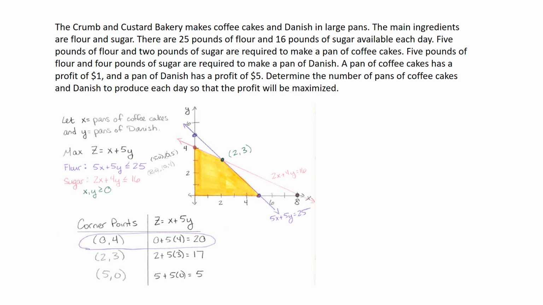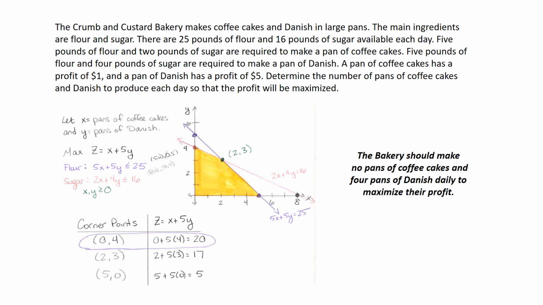After we graphed, we found the solution region, and we found the corner points (0, 4), (2, 3), (5, 0), and of course, in this case, (0, 0). We then found that the corner point (0, 4) maximized our problem, and so we found that the bakery should make no pans of coffee cakes and 4 pans of Danish daily to maximize their profit, and that profit would be a maximum of $20.